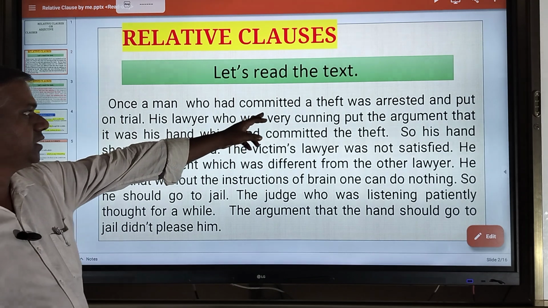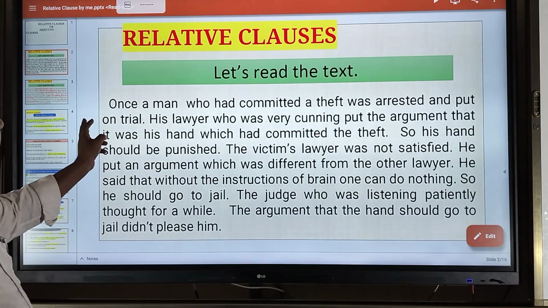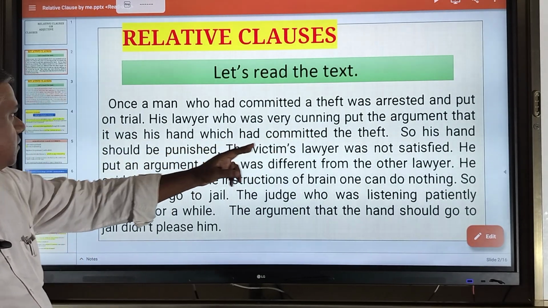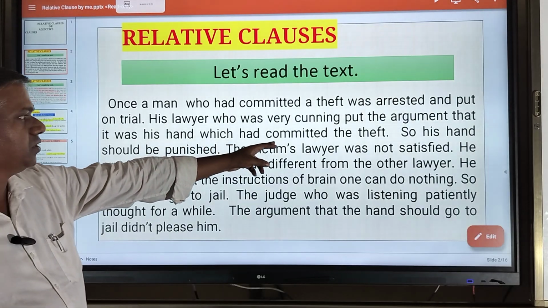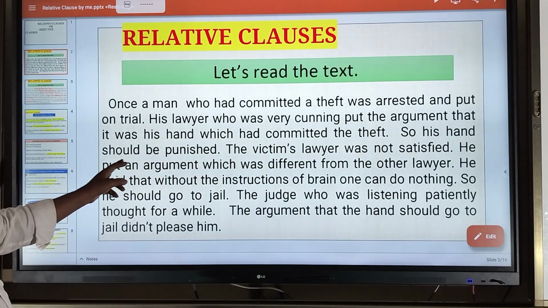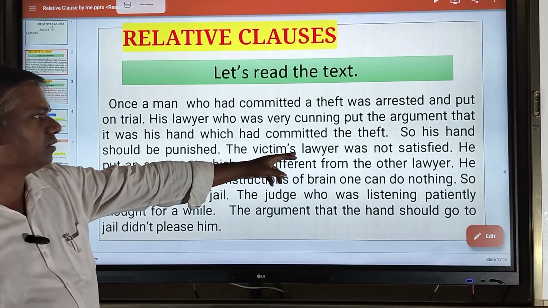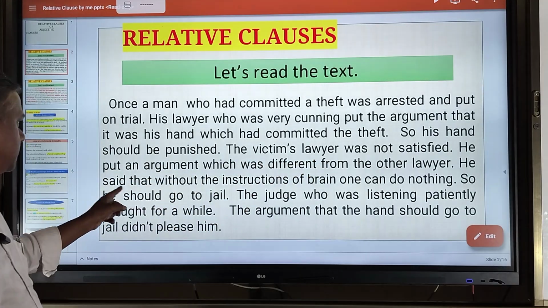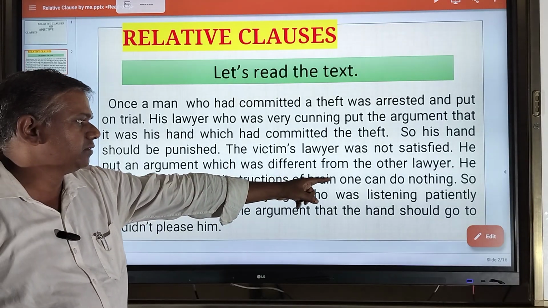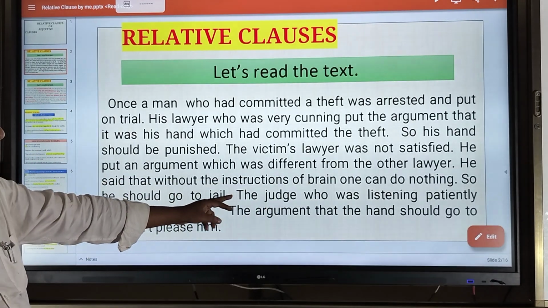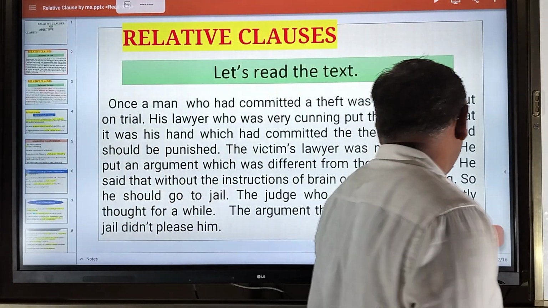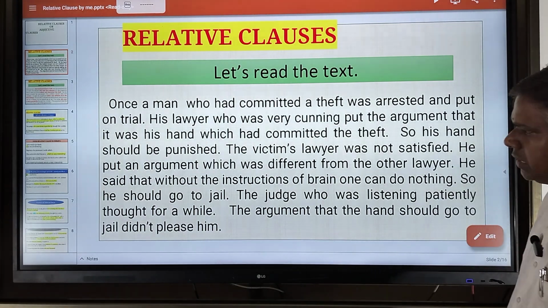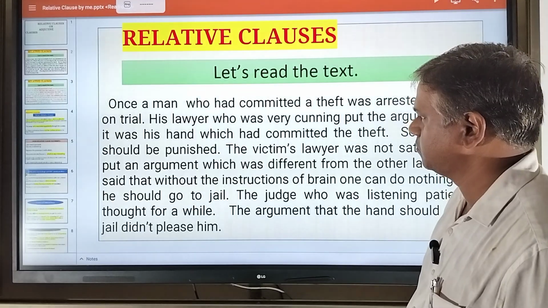Once a man who had committed a theft was arrested and put on trial. His lawyer, who was very cunning, put the argument that it was his hand which had committed the theft, so his hand should be punished. The victim's lawyer was not satisfied. He put an argument which was different from the other lawyer. So he said that without the instructions of brain one can do nothing, so he should go to jail. The judge, who was listening patiently, thought for a while. The argument that the hand should go to jail didn't please him.